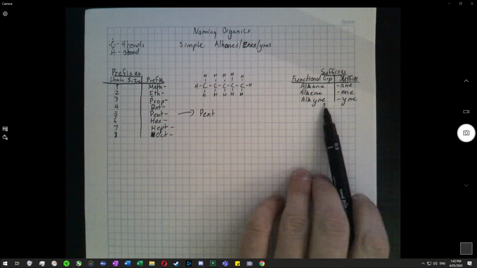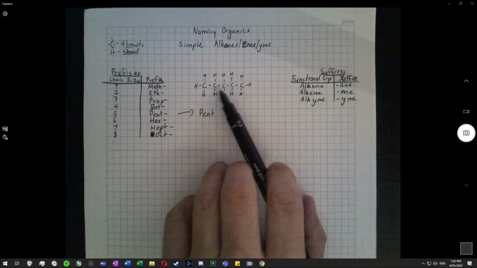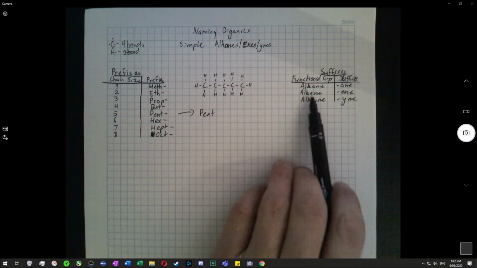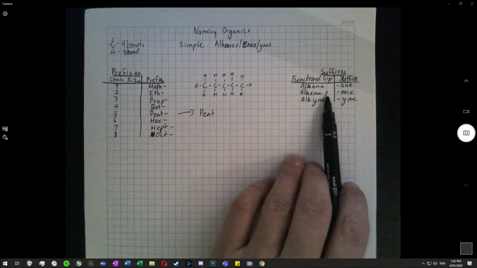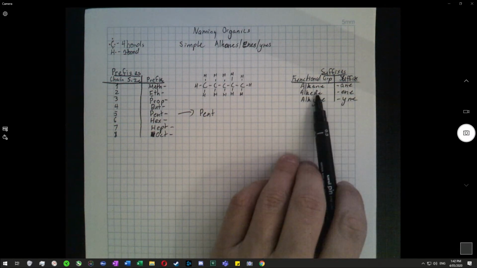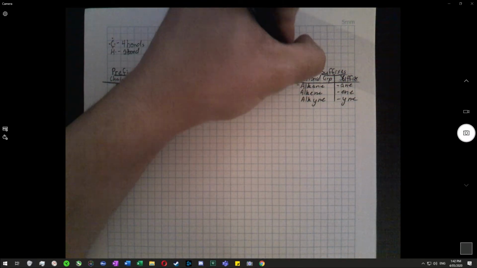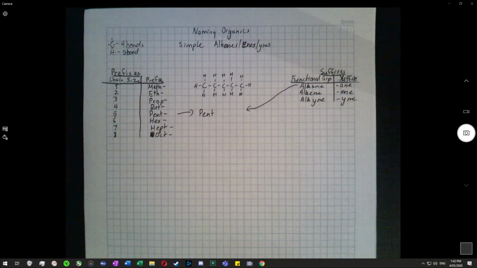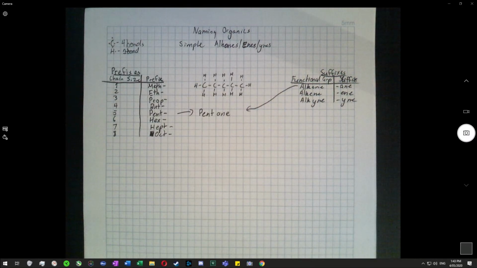And then for the suffix, we have to look at what functional groups are present. If it's only a straight chain and it's only made of single bonded carbons, then it is an alkane, just like we were talking about with our functional groups in the last section. The suffix that we use is ane, just like the end of the name of the group, alkane. So we bring in that suffix to the end of the name. Pent, ane is the name. So the name of this chemical is simply pentane.